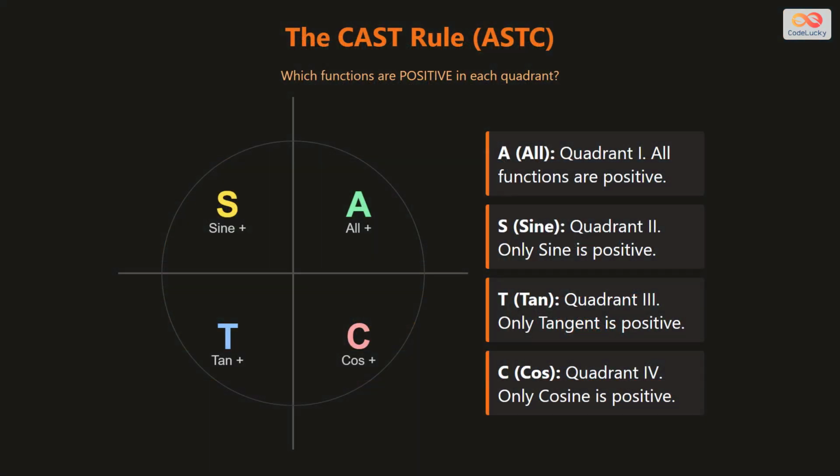Now, how do you know if a value is positive or negative? Use the CAST rule, or ASTC, starting from the fourth quadrant and going counterclockwise. It spells CAST. C means cosine is positive in the fourth. A means all are positive in the first. S means sine is positive in the second. And T means tangent is positive in the third.